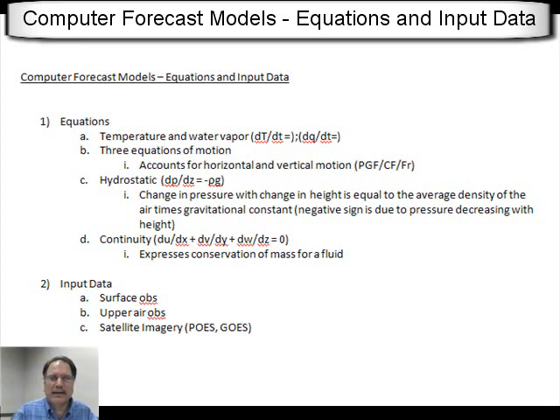Hi, the SI meteorologist Paul Dorian here with a brief discussion on computer forecast models, equations, and input data. Well, one of the main forecasting tools used by a forecaster in today's world is the computer forecast model.